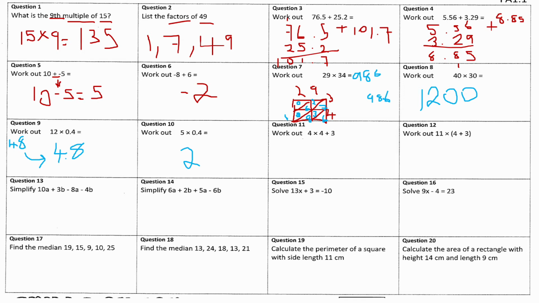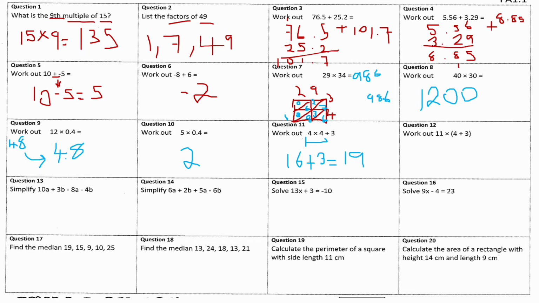This is question number 11, guys. Work out 4 times 4 plus 3. Well, using BIDMAS, I'm going to do the multiplication first. So 4 4s are 16. 16 plus the 3, I get 19.